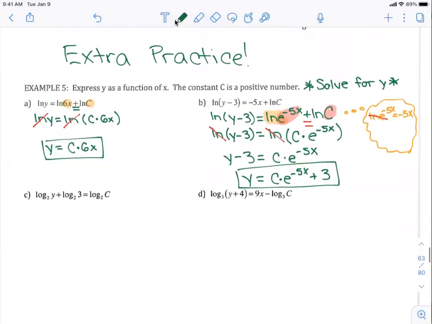All right, so let's keep rolling. I'm actually going to have you try part C. So I'm going to say stop, and I'd like you to solve for y.